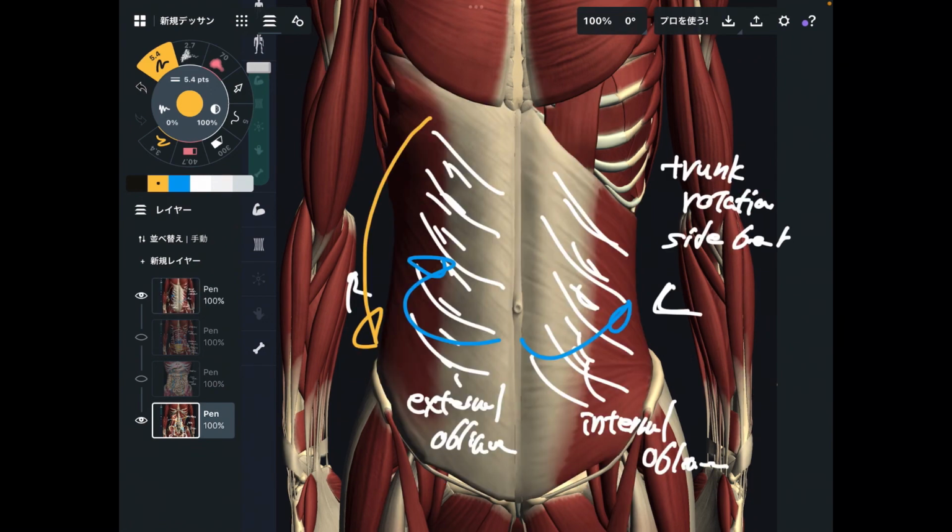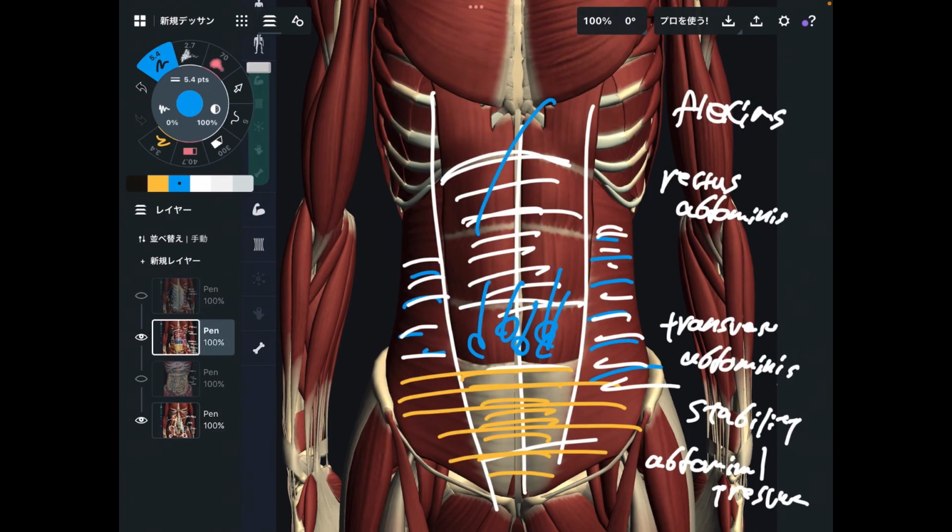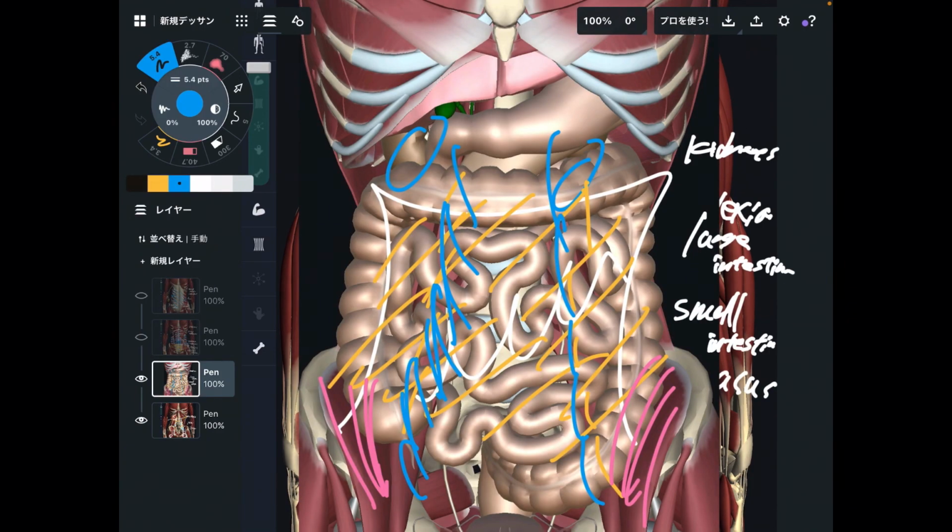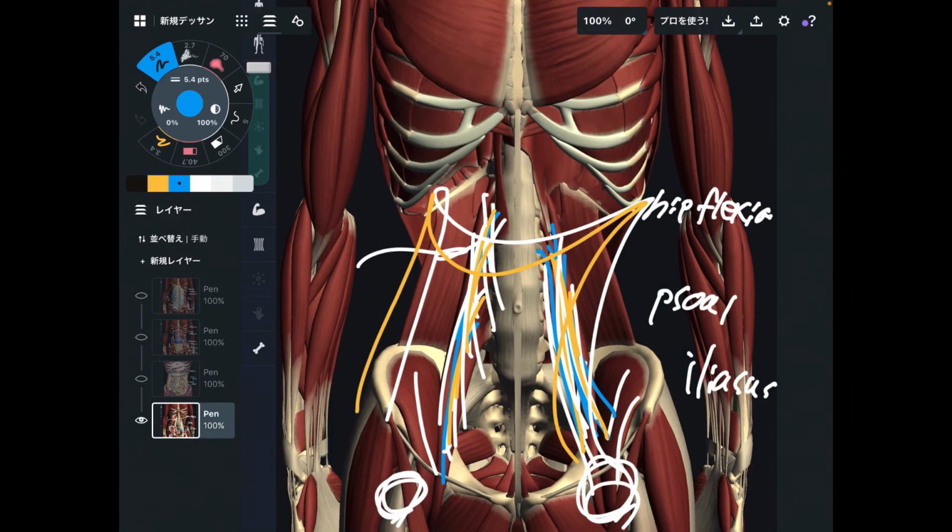So in today's video, I explained muscle anatomy of abdominal muscles. The most outer layer, external oblique and internal oblique. Next layer, rectus abdominis and transverse abdominis. And in between transverse abdominis and psoas layer, there are internal organs. You cannot ignore this anatomy. At last, the deepest part is psoas and iliacus.